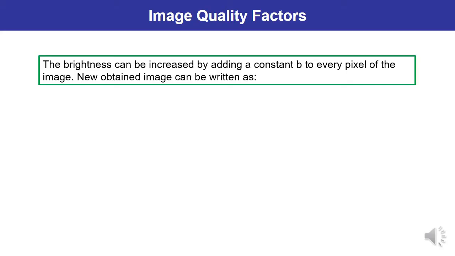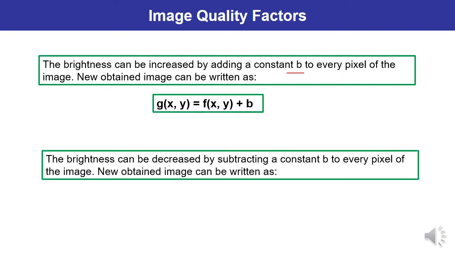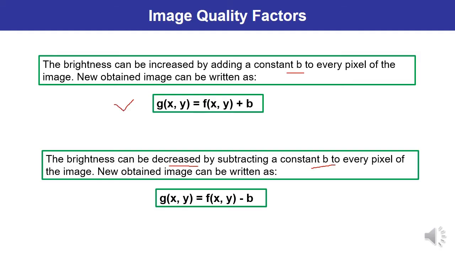Brightness can be increased by adding a constant b. Here we have taken a constant b randomly, and mathematically it can be written as g(x,y), which is the new image, equals f(x,y), which is the input image, plus a constant b. Similarly, brightness can be decreased by subtracting a constant b from every pixel of the image, and the new image g(x,y) will be f(x,y) minus b. This is how the brightness of any image can be increased or decreased.